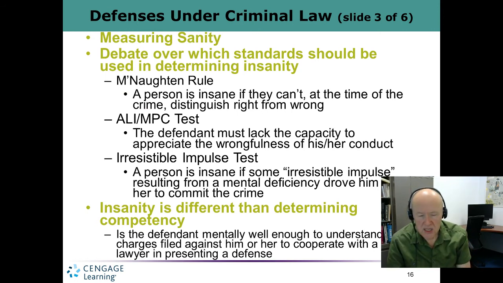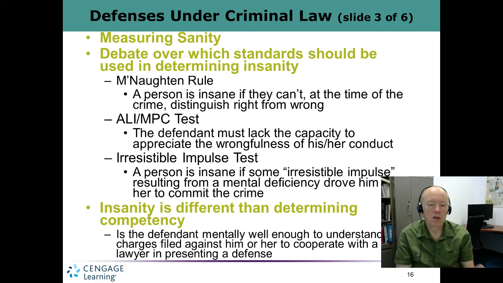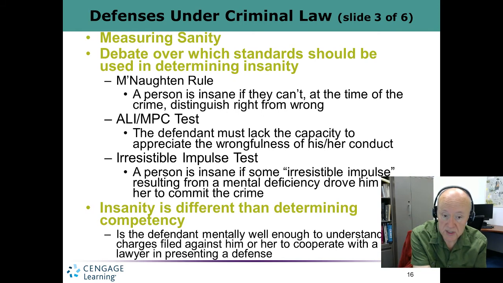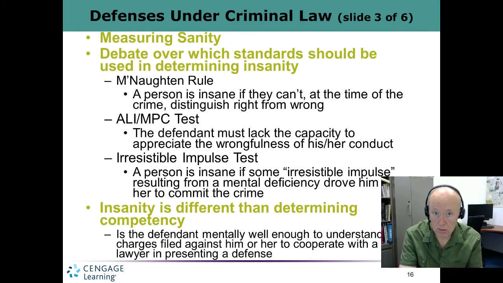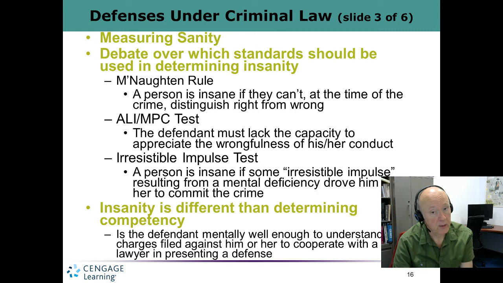So many states, including North Carolina, use something called the McNaughton rule, which says they're insane because they can't distinguish right from wrong when they did the act. Sometimes there's lack of capacity. Sometimes there's irresistible impulse. You also have to be able to be sane during the trial. So if you were sane when you did something, but you went insane later, and you don't understand the charges filed against you, and you can't cooperate with your lawyer, you can't be tried. You can be held, by the way. Just because you're insane doesn't mean we're letting you go.